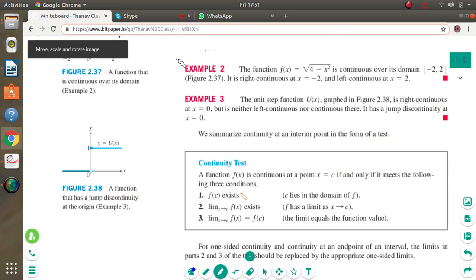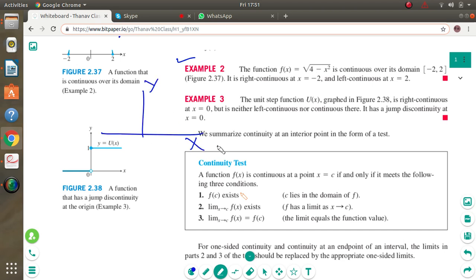Now here we have example 2 basically. Example 2 says that the function f(x) is equal to square root of 4 minus x square is continuous over its domain, minus 2 to 2. So this is your y-axis and this is your x. So we have y is equal to square root of 4 minus x square, or you have x square plus y square is equal to 4, right? So it is continuous over its domain minus 2 to 2.